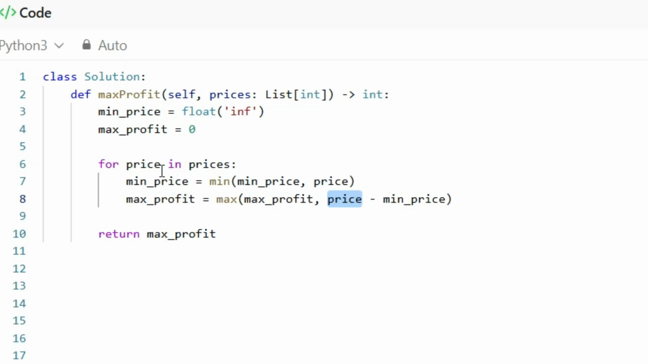Now it will go to the next day. Today the price is 1 and the minimum price is 7. The minimum is nothing but 1, and 1 will be placed over here, and today's price is 1 minus 7, which is minus 6. So again it will store 0, and the minimum price is 1. 5 minus 1 is 4, and next 3 minus 1 is nothing but 2. 6 minus 1 is 5. So 5 will be stored.